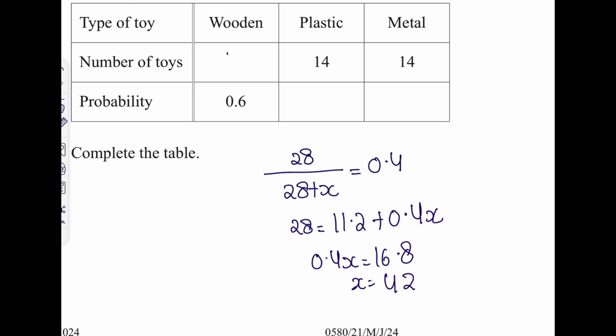So wooden would be 42, and the total number of objects now is 42 plus 14 plus 14, that is 70. You can even check this, because 42 divided by 70 gives you 0.6. Now since the total number of objects is 70, to find the probabilities for plastic and metal, 14 over 70 is 0.2. And since this is also equal, this would be 0.2.